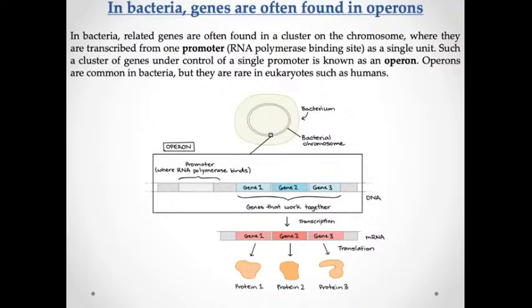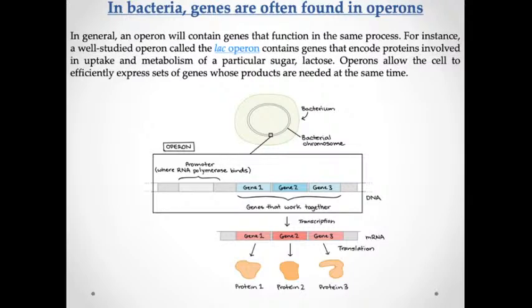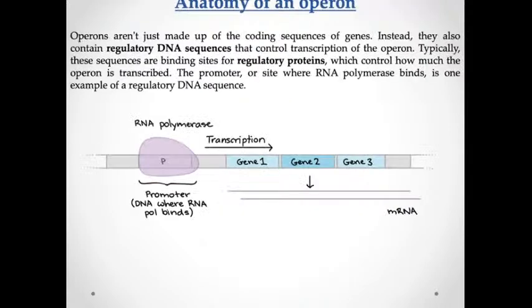So in bacteria, related genes are often found in a cluster on the chromosome, where they are transcribed from one promoter as a single unit. Such a cluster of genes under the control of a single promoter is known as an operon. Operons are common in bacteria, but they are rare in eukaryotes such as humans. In general, an operon will contain genes that function in the same process. We will study the Lac operon here, which contains genes encoding proteins involved in uptake and metabolism of a particular sugar, lactose. An operon allows the cell to efficiently express a set of genes only when needed.